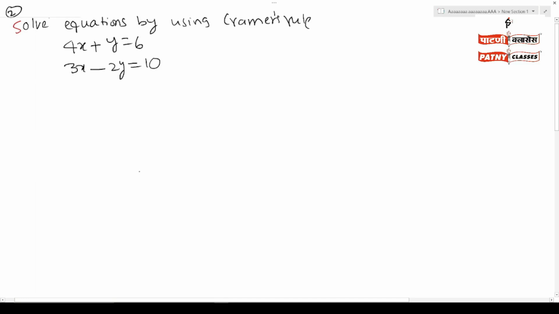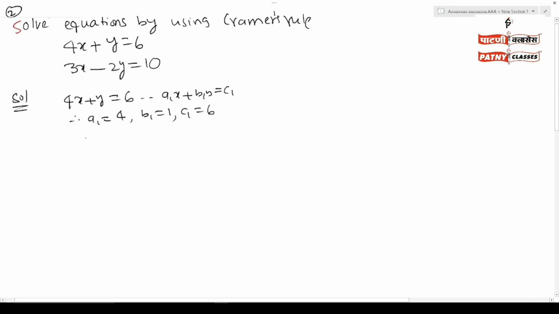Example 2. Solve the equation by using Cramer's rule: 4x plus y equals 6, 3x minus 2y equals 10. Solution. First equation, 4x plus y equals 6, comparing with a1x plus b1y equals c1. Therefore, a1 equals 4, b1 equals 1, and c1 equals 6.